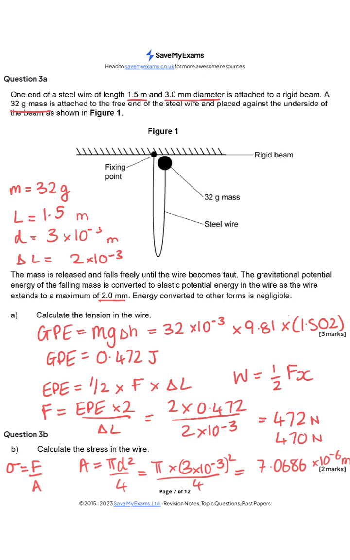And then we need to pop that into our stress calculation, where the force is going to be that 472 from the question above. So it's 472 divided by our 7.0686 times 10 to the power of negative 6. And that gives us an answer of 6.7 times 10 to the power of 7 pascals.